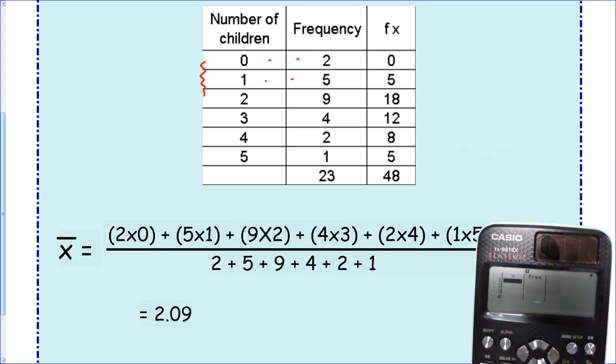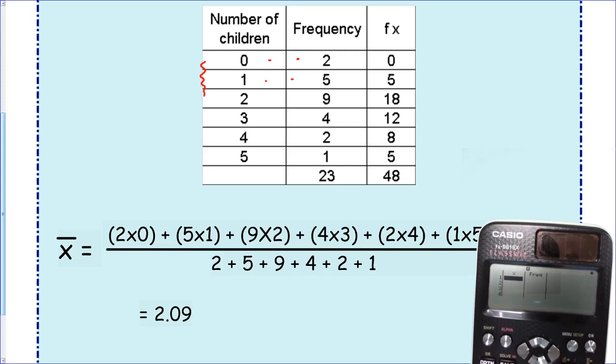If you've done that, you should now have a table that looks like this, and we're going to key in our data from our table. So I'm going to key in the X values first. So we have 0, 1, 2, 3, 4, and 5. And then I'm going to go up and I'm going to key in my frequencies. So for 0 we had a frequency of 2, and then 5, 9, 4, 2, 1.